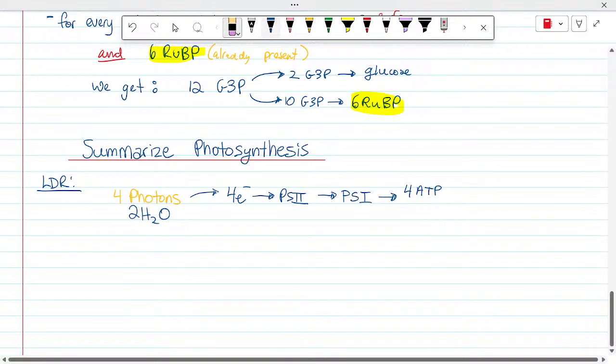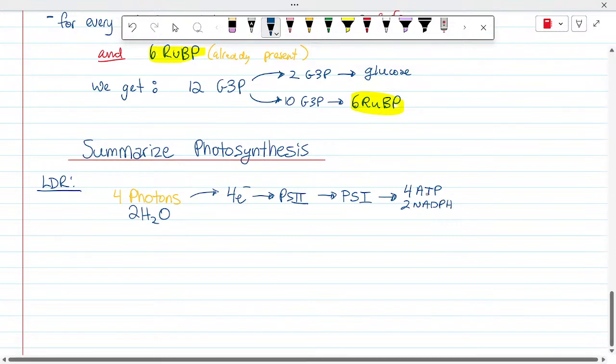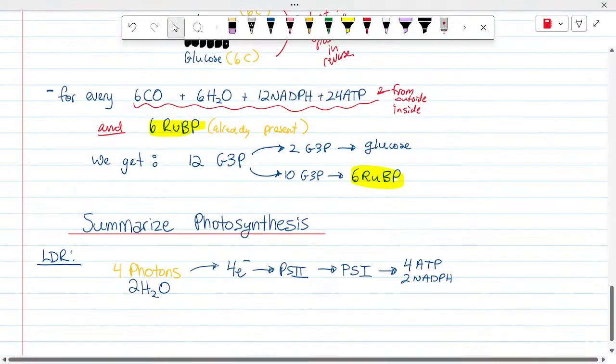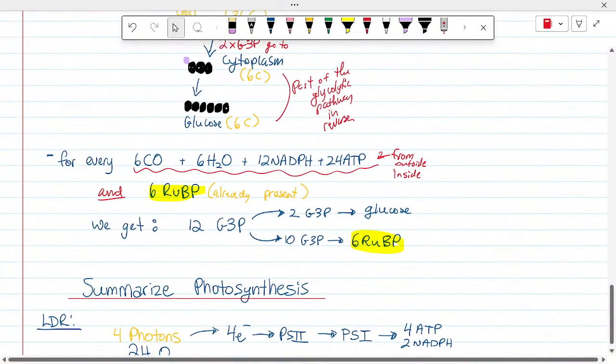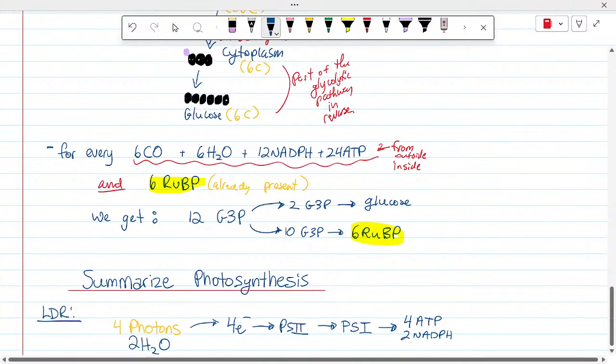Now, how many do we need to get a single sugar? I thought we got NADPH. Did I not put a P there? Shame on me. Now, how many of these does it require to make a single sugar? Well, we needed 12 NADPHs and 24 ATPs.